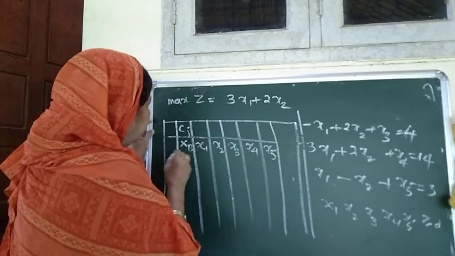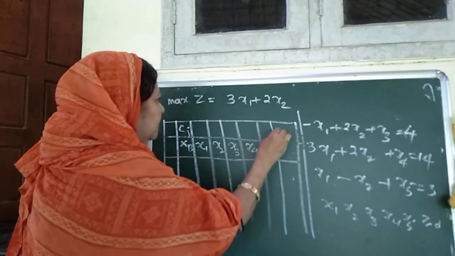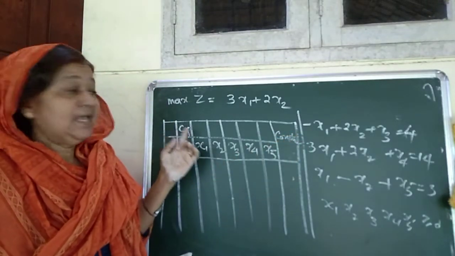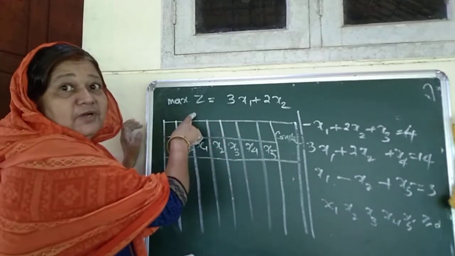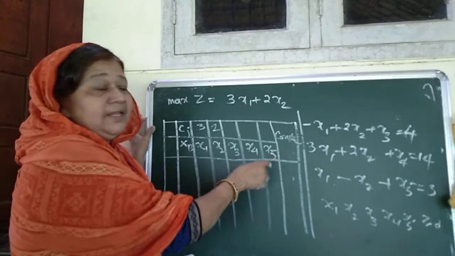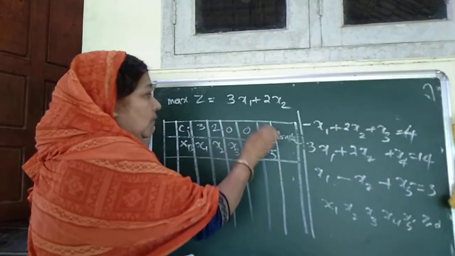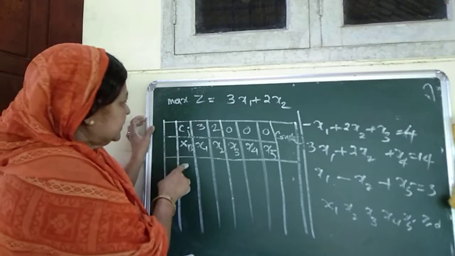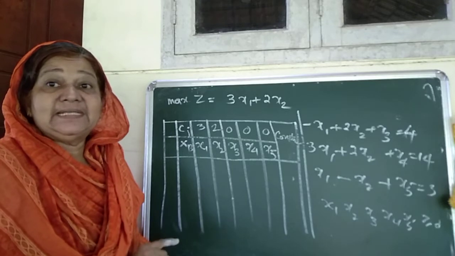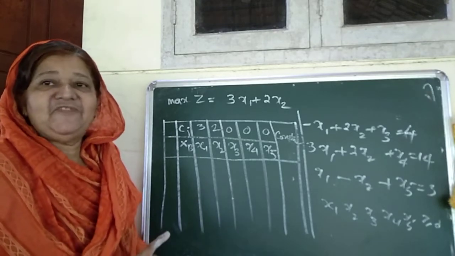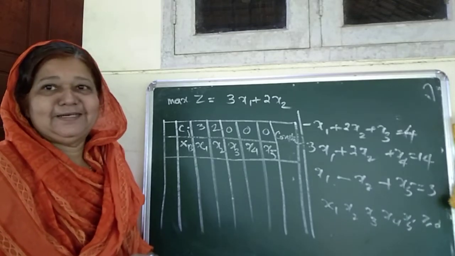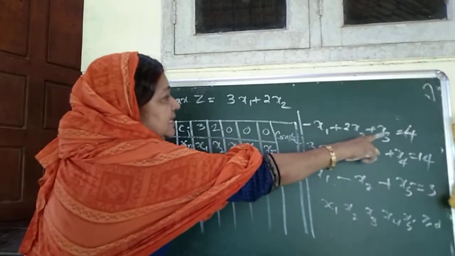Then constants. Then we can write the coefficients corresponding to x1 in the objective function, that is 3, 2. These are all slack variables, so we assign the price 0. Then xb, we have to make the basis vectors so that the matrix should be an identity matrix. So the basic variables are the variables assigned to the identity matrix.